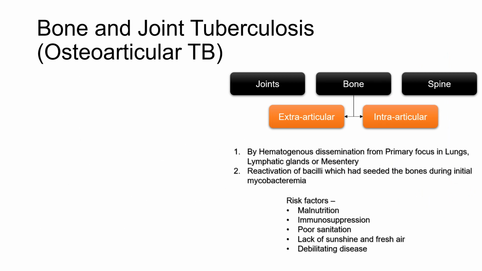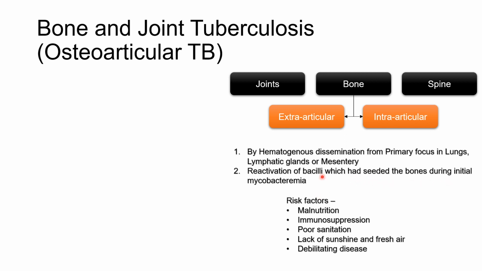Now coming to bone and joint tuberculosis, that is osteoarticular TB. Bone and joint tuberculosis can be mainly thought of as it can affect joints, it can affect the bone, it can affect the spine, and affection of bone can be extraarticular or intraarticular. The affection of bone and joint in tuberculosis occurs by hematogenous dissemination from a primary focus in lungs, lymphatic glands or mesentery, and it can also occur by reactivation of bacilli which had seeded the bones during the initial mycobacteremia.